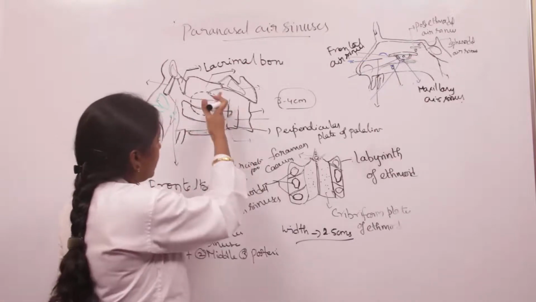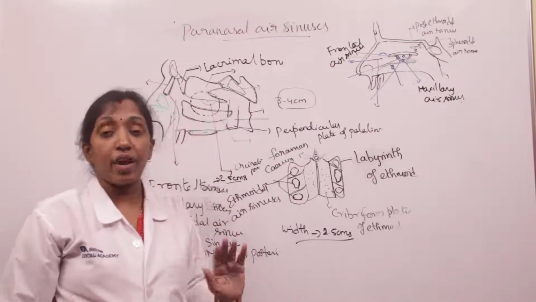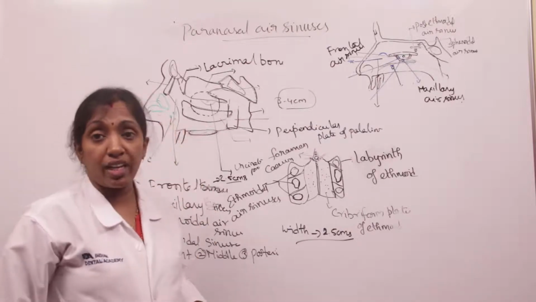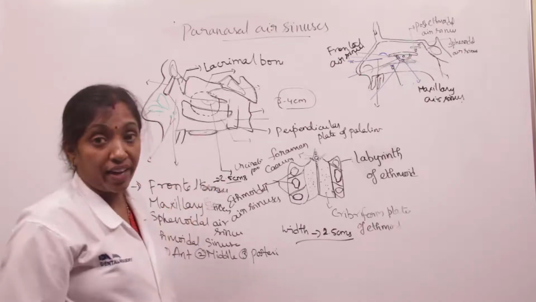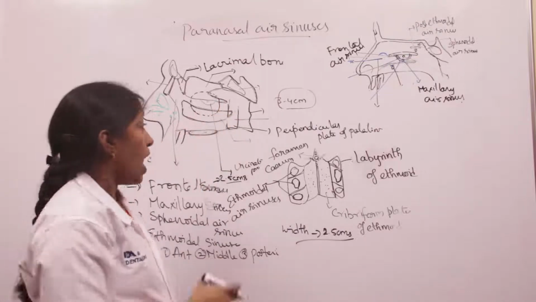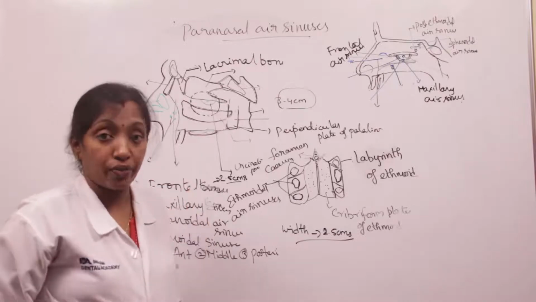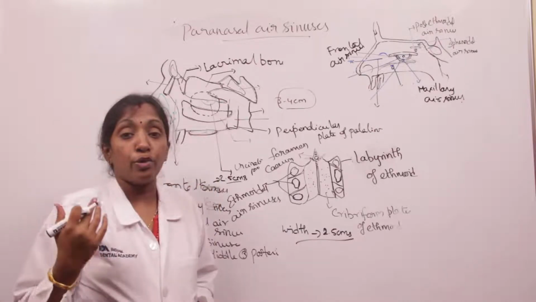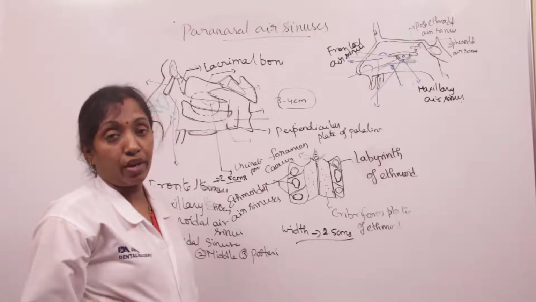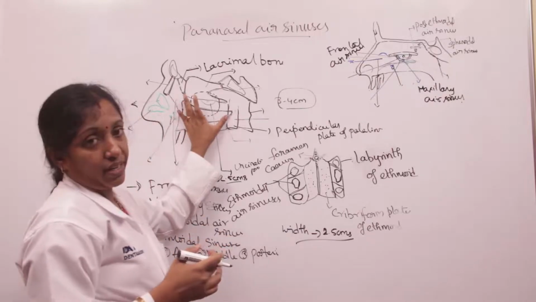Then the arterial supply of the maxillary air sinus is by the facial artery, infraorbital artery and greater palatine arteries. The venous drainage is into the pterygoid plexus of veins and also into the facial vein. The lymphatic drainage of the maxillary air sinus is into the submandibular group of lymph nodes, and the nerve supply is by the posterior superior alveolar nerve and the anterior and middle superior alveolar nerves, which are branches from the maxillary nerve. So that's about the maxillary air sinus.